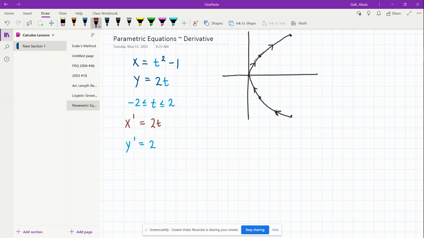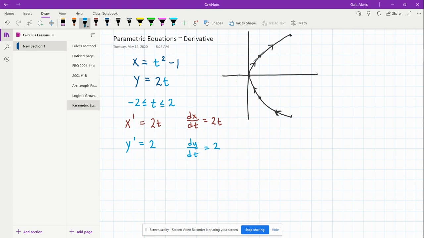But I was a little bit lazy when I wrote x prime. X prime doesn't really tell exactly what that is. That's really dx/dt. It's a change in x over a change in time, which would be the velocity in the x direction. And y prime is really dy/dt. It's the change in the y direction over the change in time.